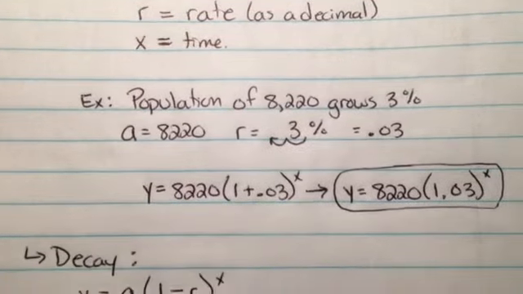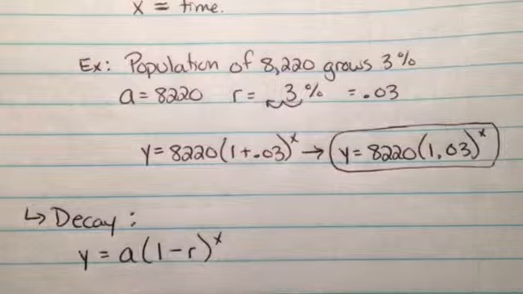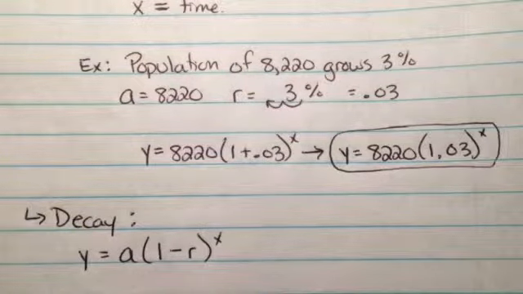For decay, decay is just the other direction, or the opposite sign. Instead of adding, we're going to subtract, because remember that decay is supposed to be a number that is less than 1 but greater than 0, so somewhere in between 0 and 1. So this time it's 1 minus r.